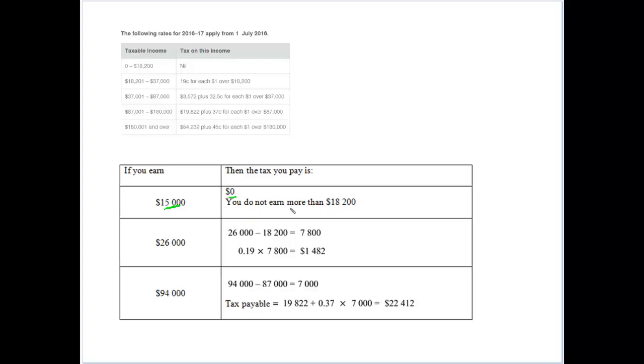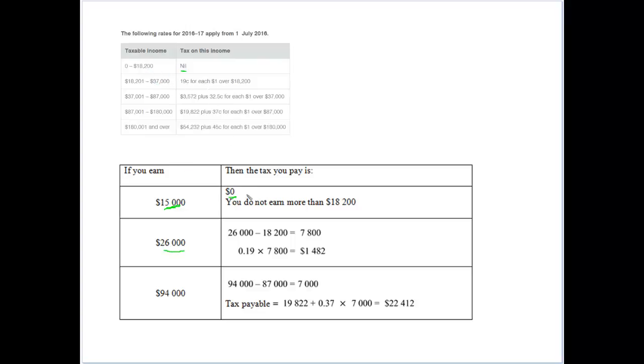And the reason being is that you don't earn more than 18,200. So remember that any money before 18,200 attracts no taxation whatsoever. So you get that free from the government. But what about if you start to earn 26,000? So if you earned that, what are you going to pay? Well, you pay nothing for the first 18,200.